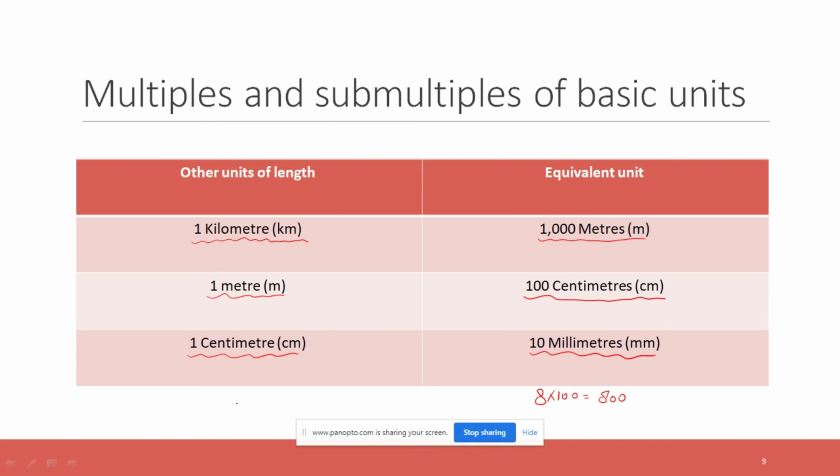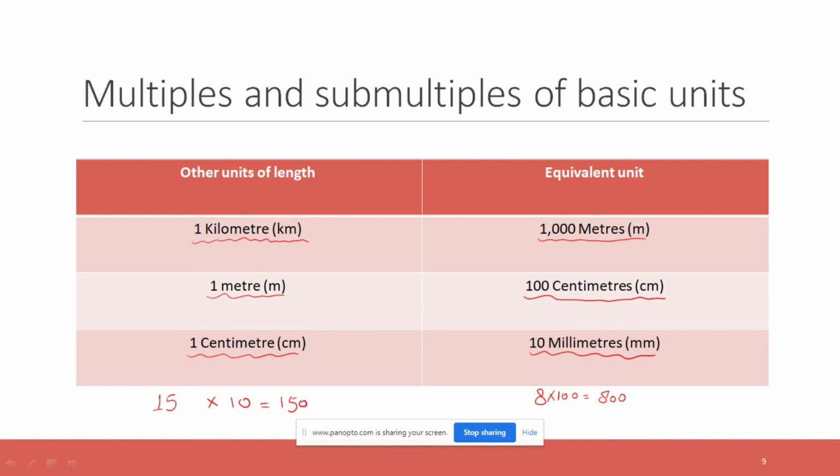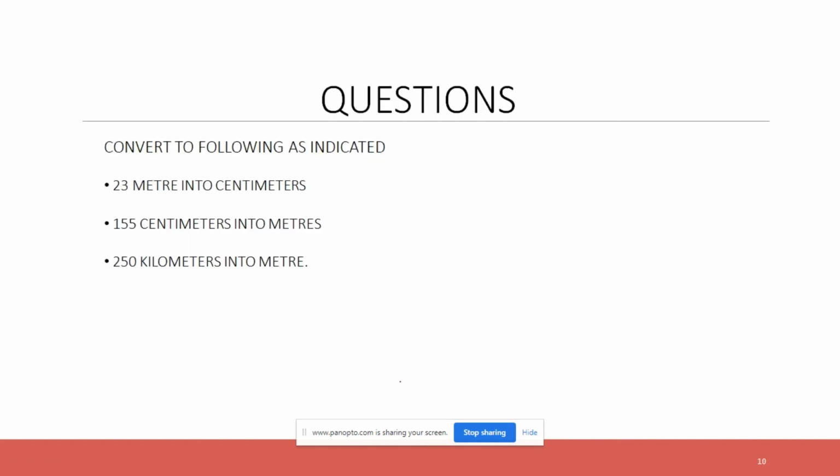So if we take the previous example, if you are measuring the length of your notebook and it comes to be 15 centimeters, you can convert these 15 centimeters into millimeters also. You just have to multiply the centimeters by 10, and it will be converted into millimeters. So what will be the answer? If we multiply 15 with 10, we will get 150 millimeters. So 150 millimeters, or 15 centimeters, both are correct, but the units are different. The centimeter is a bigger unit, the millimeter is a smaller unit, right?